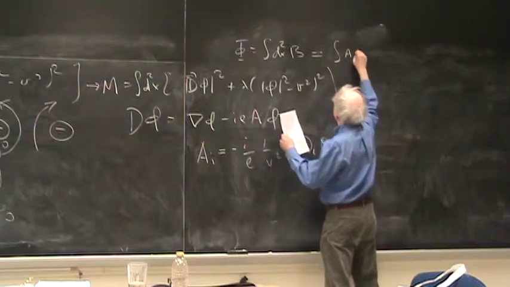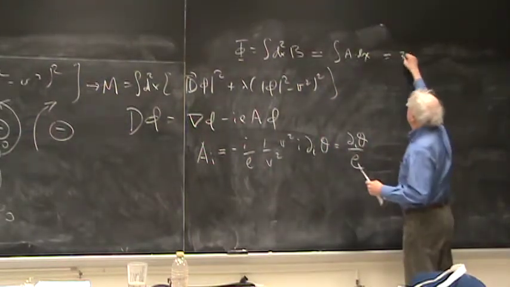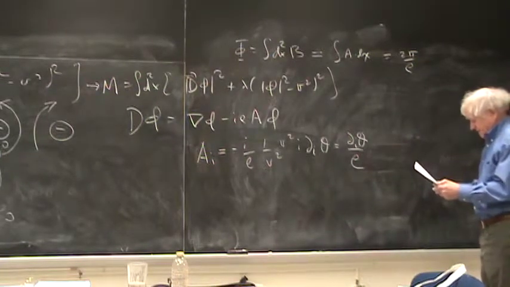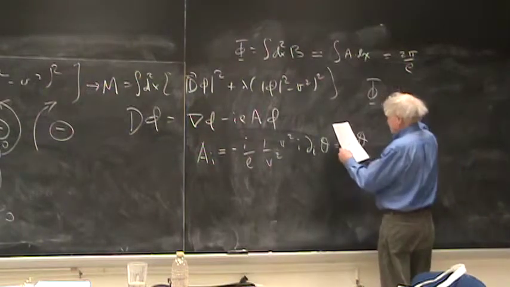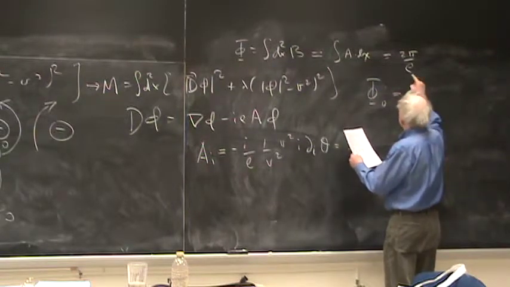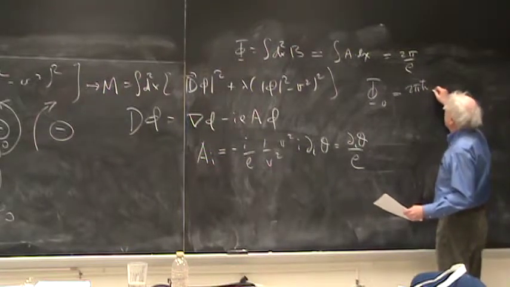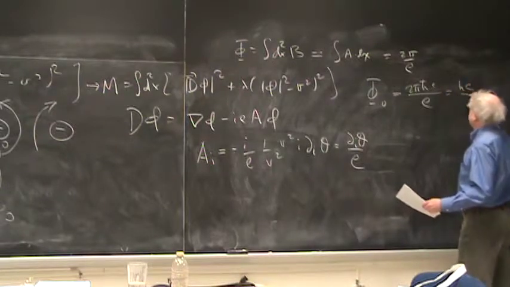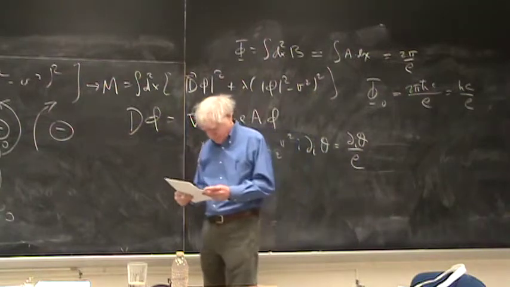This is an integral of A dot dx, and you integrate A around, you get 2π over e. So that's the flux. And as I said, this is quantized in units of 2π over e, in natural units. In unnatural units it's 2πħc over e, or it's hc over e. So this is the unit in type 2 superconductors.